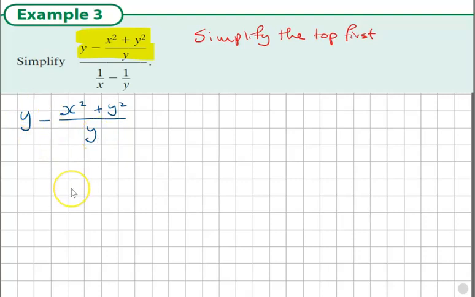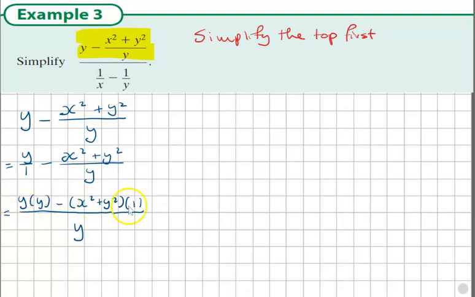Now y we can rewrite as y over 1. So we have y over 1 minus x squared plus y squared all over y. So we are going to get a common denominator. 1 times y is just y, so y is our common denominator. 1 divides into y y times, so we're going to have y times y on the top. Then we bring down the minus. And then y divides into y once, so we're going to have 1 times x squared plus y squared.